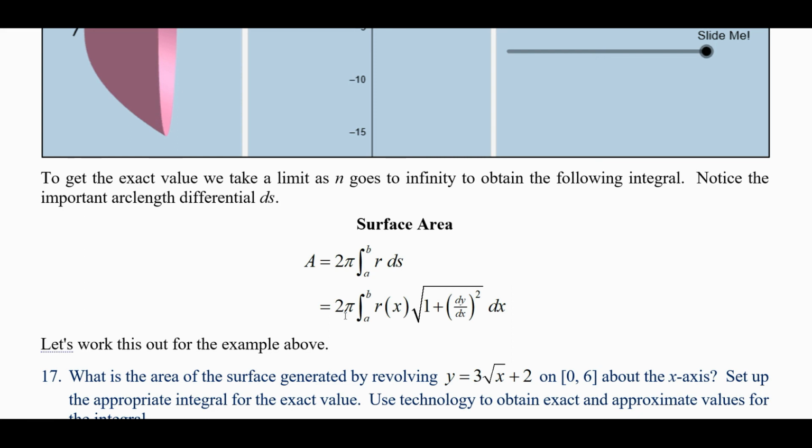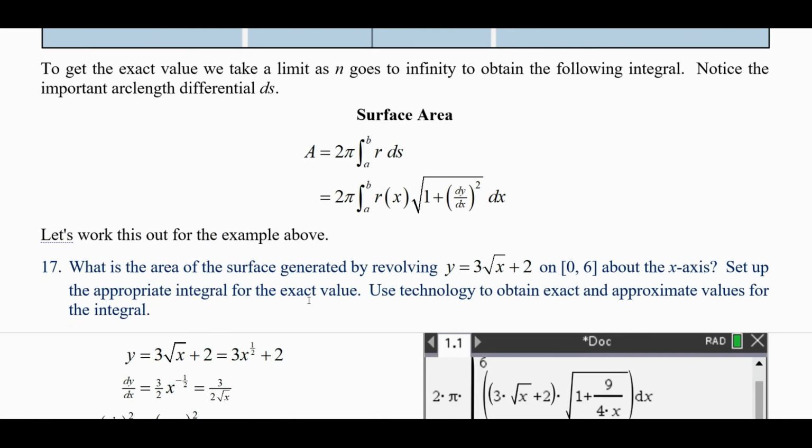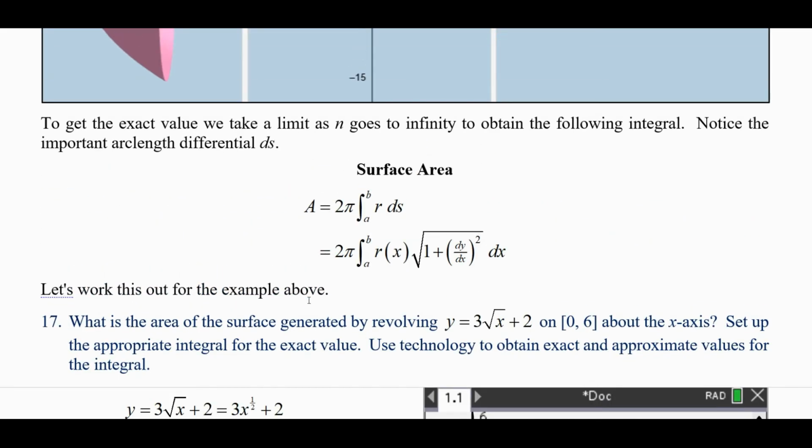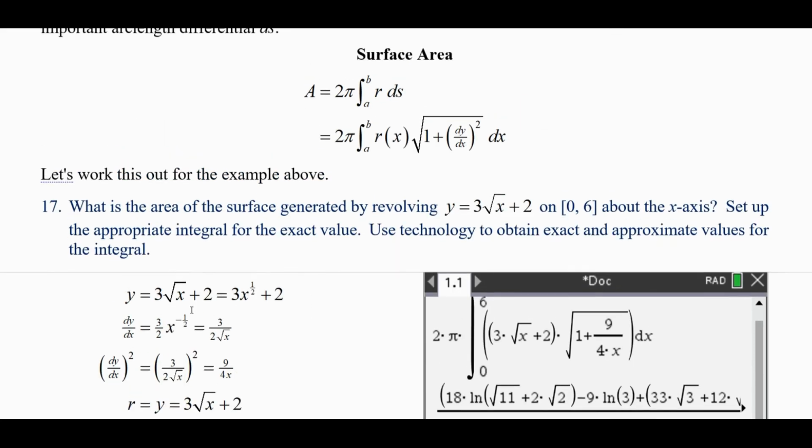The 2 pi is a constant, so I bring it out front. And these are our x values. So let's work this out for this example. Here's the shape, more or less, that we're looking for, finding that surface area. So you see that illustrated. Okay, so this is our basic formula.